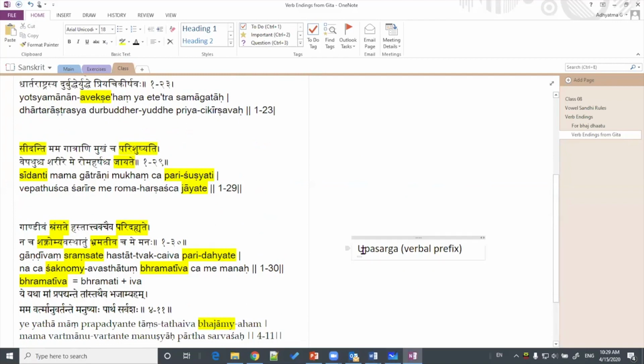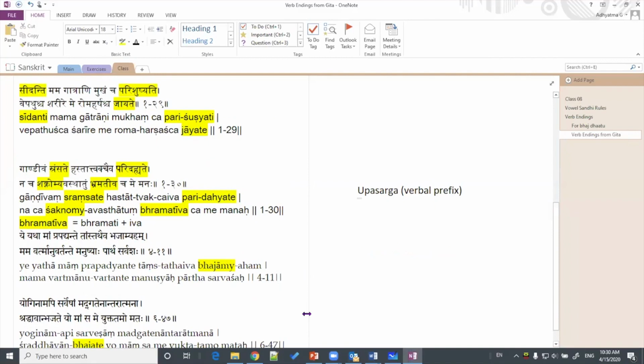So for now, I just want to give you this idea that there are upasargas, or verbal prefixes, which are 22 in number, and they change the meaning of the verb to which they apply. For now, you can just understand that part. So this was related to identifying the verb forms.